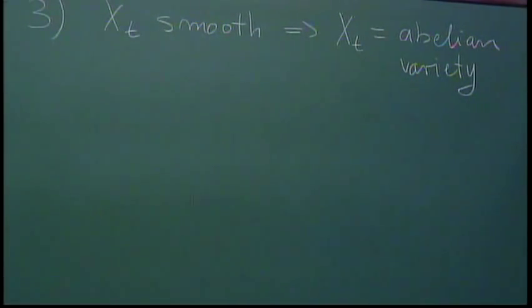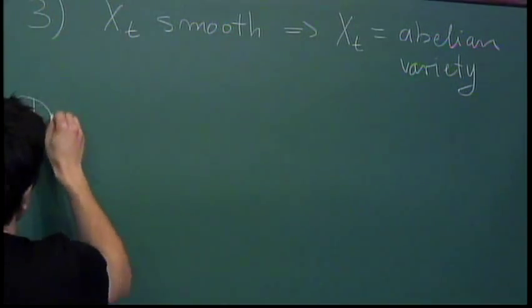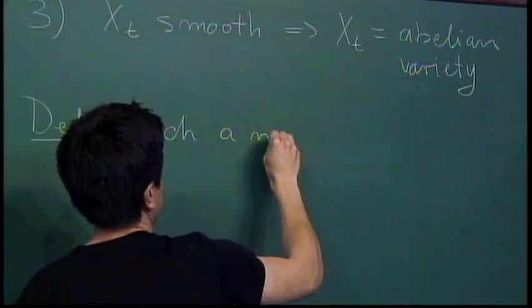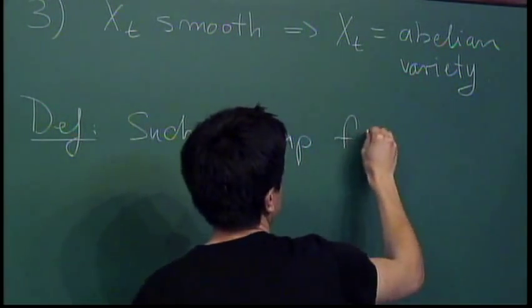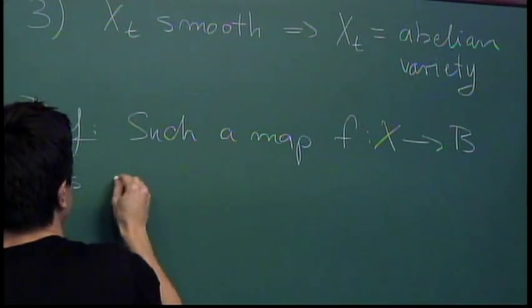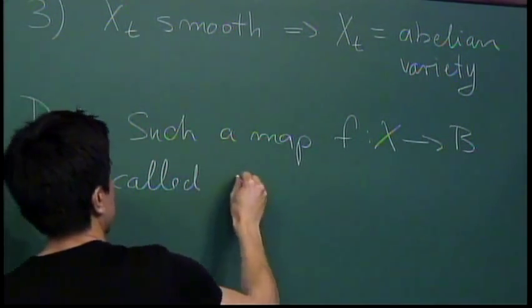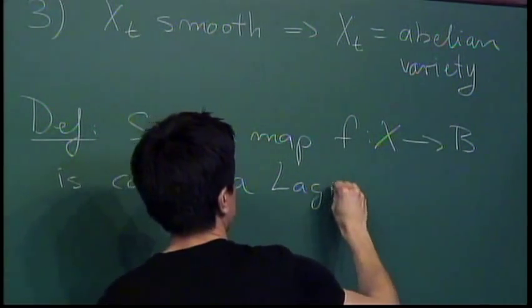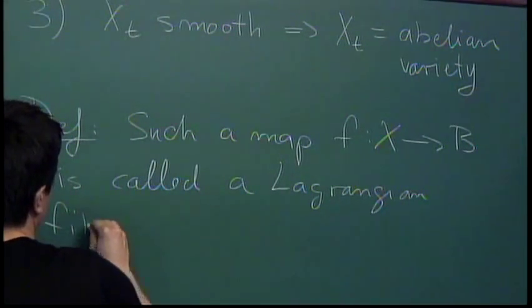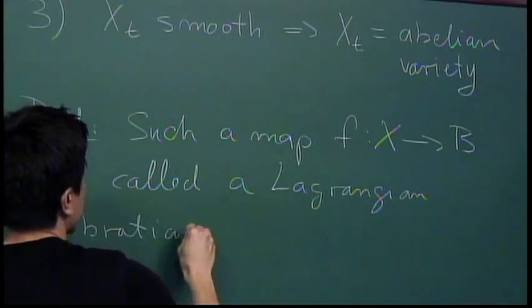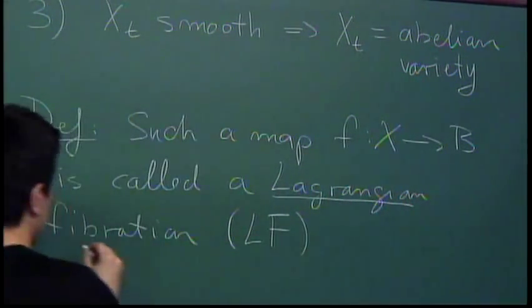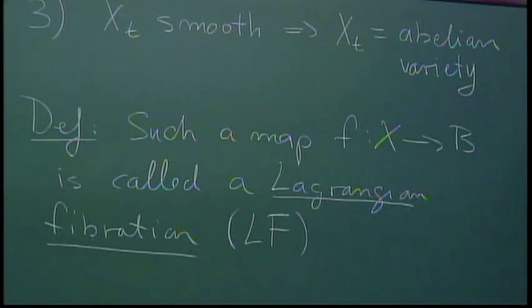Yeah, and such a map f from X to B is called a Lagrangian fibration. And for short, I will just write LF.